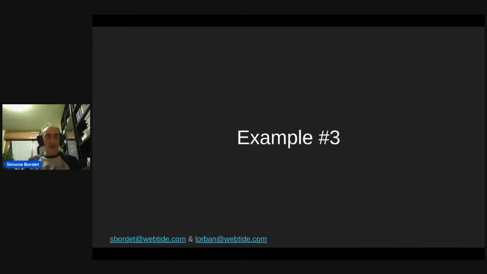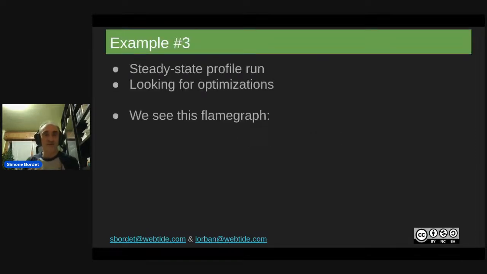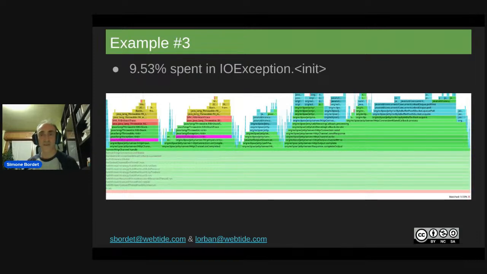Let's go to a different example, a more classic one, where we just ran a steady state profile run looking for optimization in the code. We run this load test, and we see this flame graph. This is a typical flame graph. The width of a tower is the percentage of CPU spent, and vertically you can see a stack trace, fundamentally. By looking at the stack traces and how wide they are, you can see how much CPU is being spent in a particular code path.